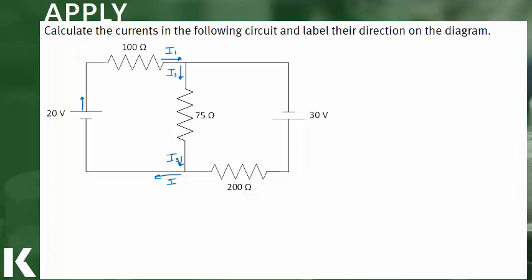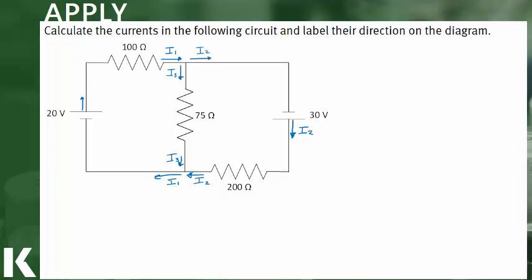On the right-hand side, we have a 30-volt battery. We'll have our current leaving here, which will be I2. This will come into our node. This will be I2. And of course, it has to come back to the battery as well, so that means we have to label I2 on the top here, returning to our battery.